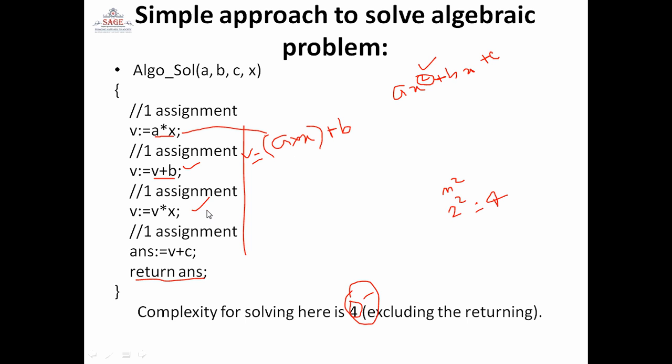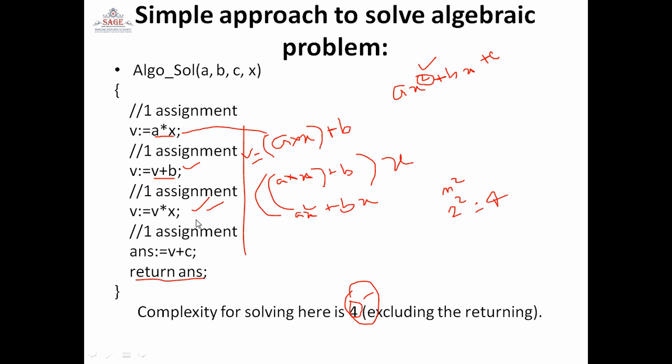Now consider here itself, we are going to write this a cross x plus b whole multiplied by what? X. Yes or no? Very good. So it is going to give you ax square plus what? bx.